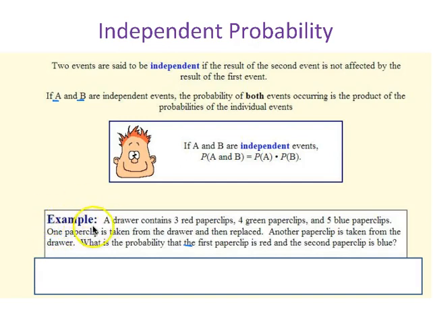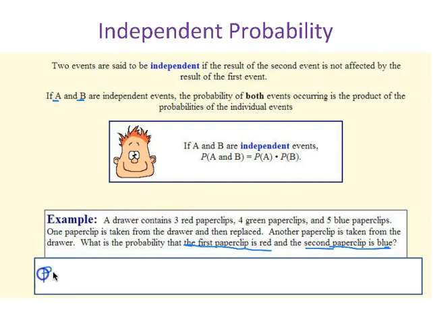So down at the bottom, we've got an example. We've got a drawer containing 3 red paper clips, 4 green paper clips, and 5 blue paper clips. So 3 red, 4 green, 5 blue. One paper clip is taken from the drawer and then replaced. So we're putting it back. We're not changing the number of total outcomes. Another paper clip is taken from that same drawer. So we want to find the probability that the first paper clip is red and the second paper clip is blue. All right, so let's write that in proper probability notation.